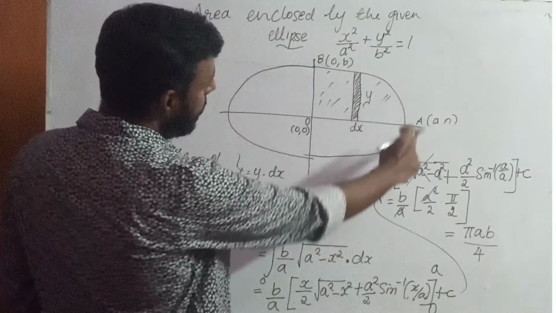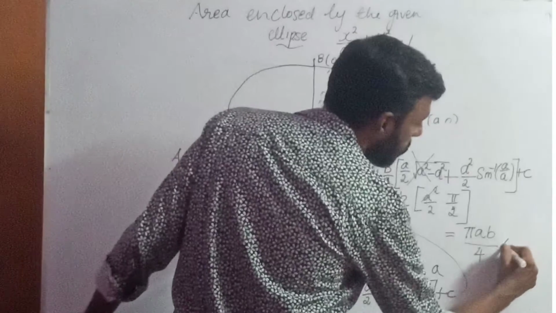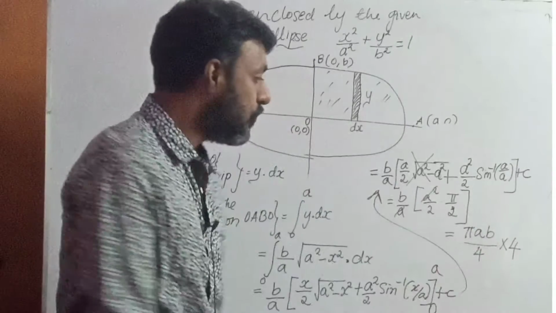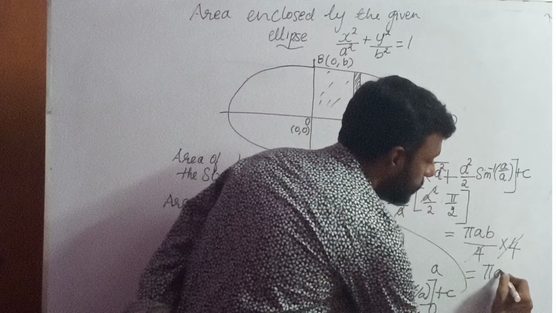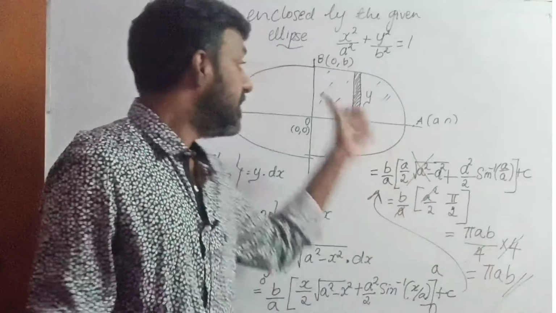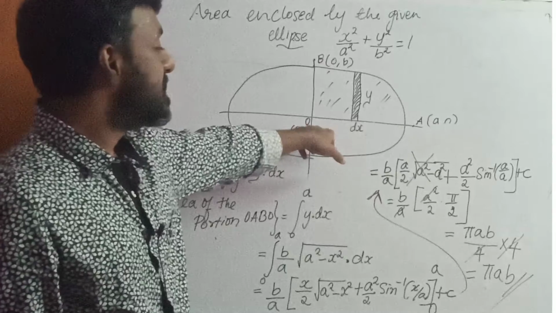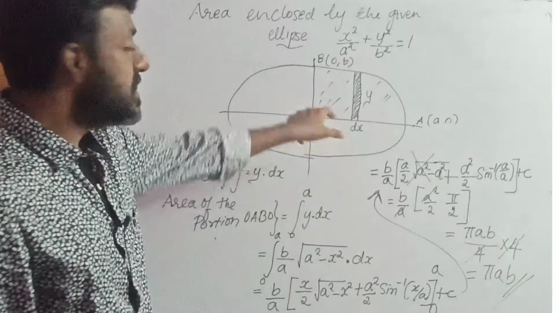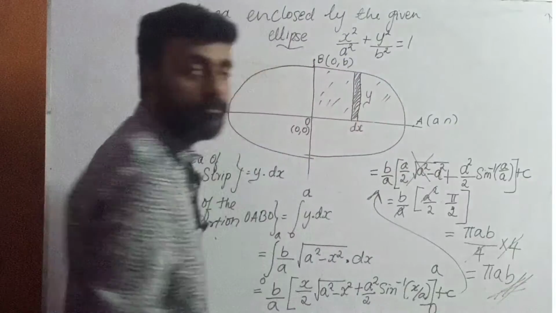So for getting the entire area that has been bounded by the ellipse, I'm going to multiply by 4. If I multiply by 4, 4 and 4 will get cancelled. So I'll be left with pi AB. This is the final result and this is nothing but the area that has been enclosed by the ellipse, which has its center point at the origin 0, 0, right? So the final result is pi AB, fine.